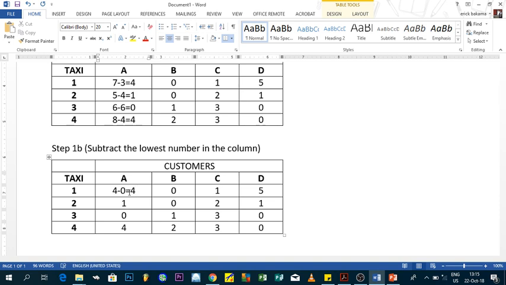1 minus 0 is still 1. 0 minus 0 is still 0. And 4 minus 0 is still 4. So an advantage is like every time that you get a 0 in a column or in a row, it doesn't change because 0 doesn't have any impact. So it won't change in column A, it won't change in column B.